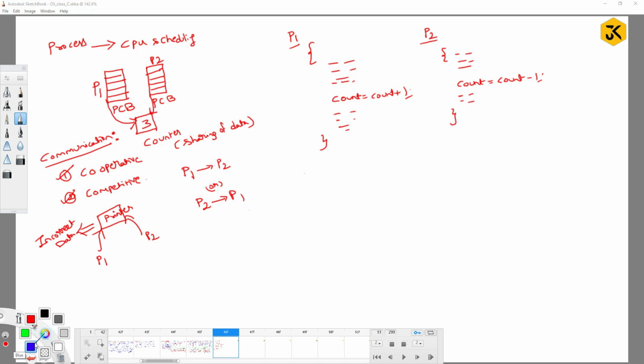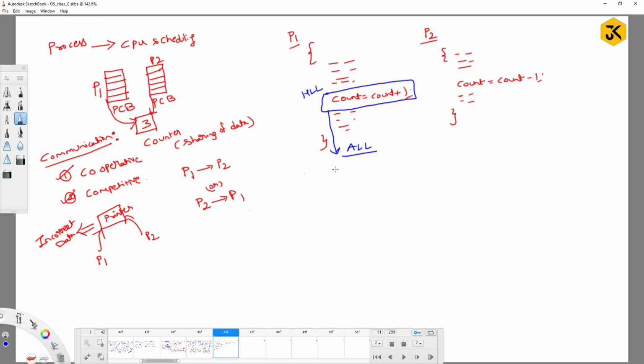In general, if you write any kind of statements, how will count equal to count plus 1 behave? Internally it will be converted into low level language. So this is a kind of high level language, and it will be converted into low level language. Before that, we write various kinds of assembly level language also. So how can you write this in terms of assembly level language?